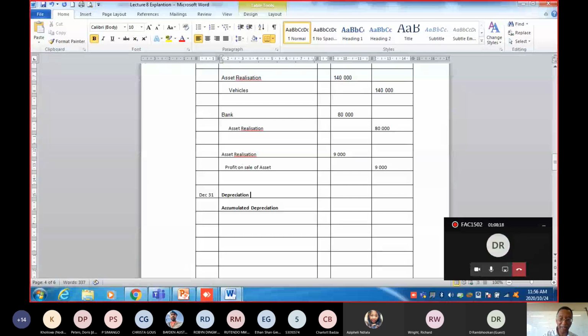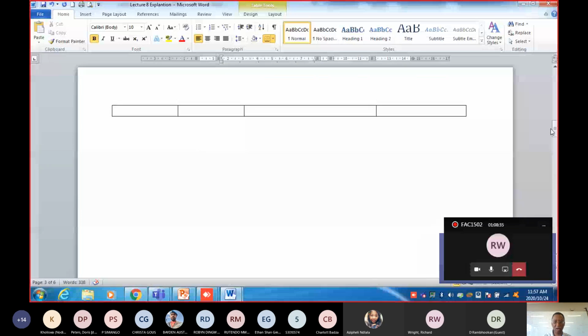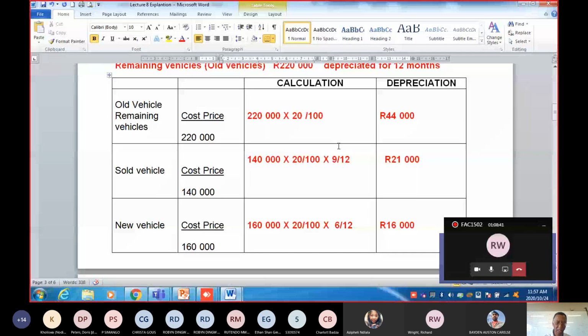And the depreciation on my remaining items, remember, we have split it now into 3 sets of assets. Let me just go back there and get that clear to you. Remember, we have got old vehicles and the depreciation was 44,000. We sold vehicles and the depreciation on that was 21,000. Then we bought a new vehicle for 6 and the depreciation on that was 16,000.